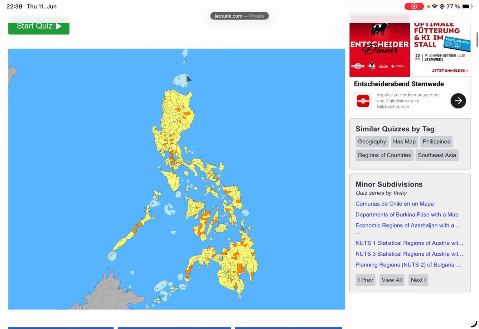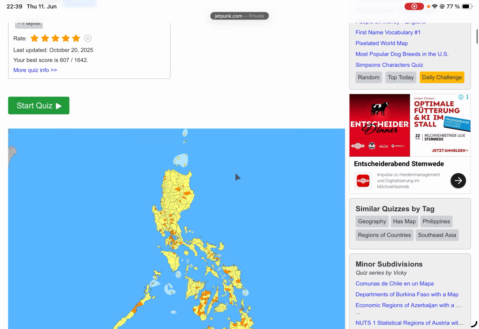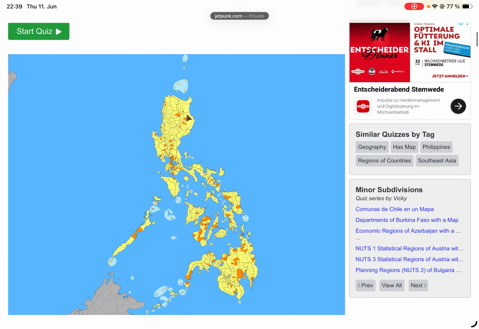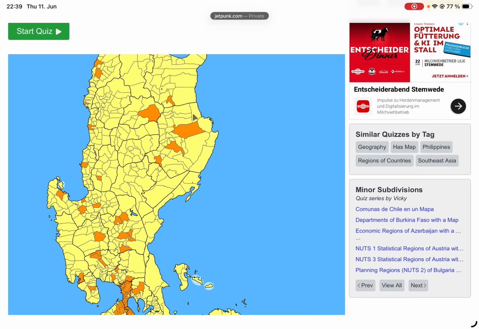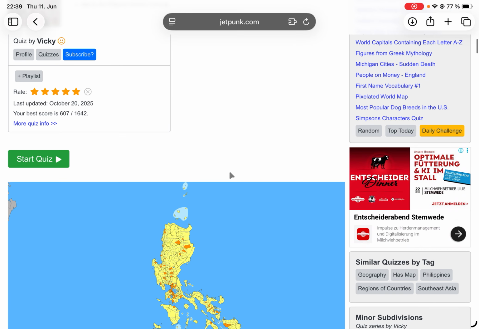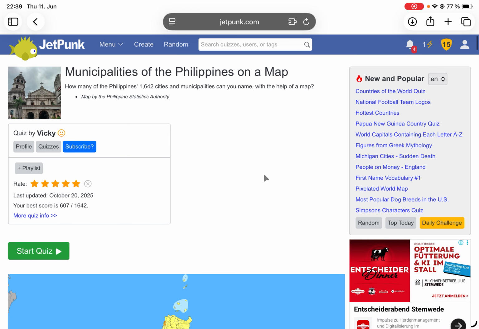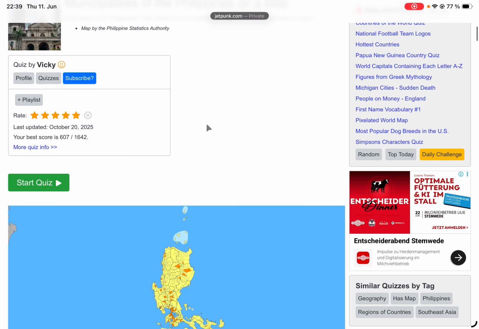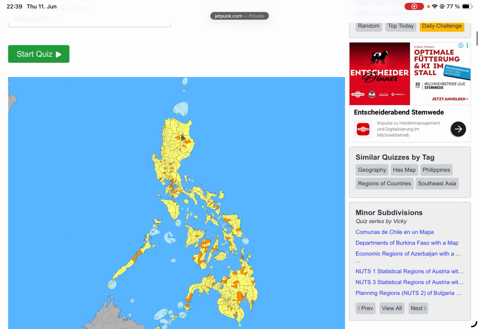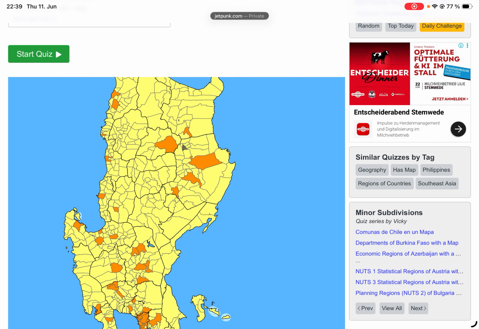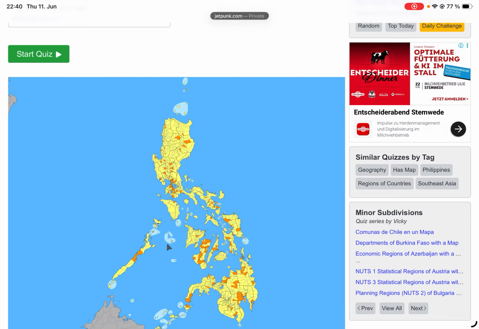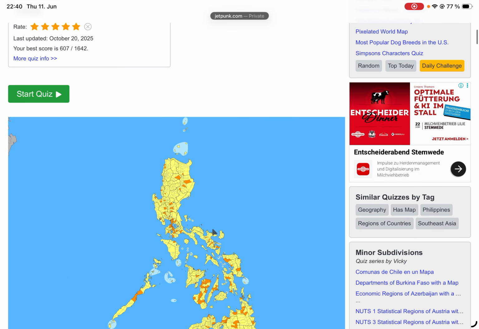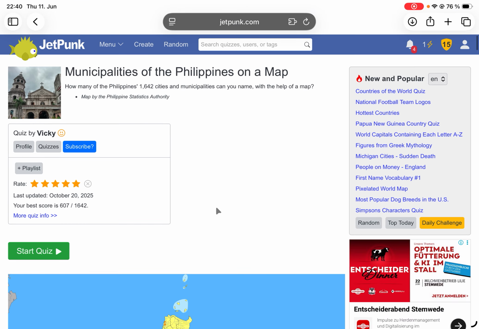Basically, the reason why it's so good is that out of these 1,600 municipalities, there isn't a single mistake. At least I haven't found one. Every single municipality is according to the official database standards of the Philippine Statistics Authority. You just have this wonderful high resolution. You have the subdivision borders for the provinces. You have the orange highlighted component cities. So it's really just a really nice quiz, and I've had a lot of fun studying with it.